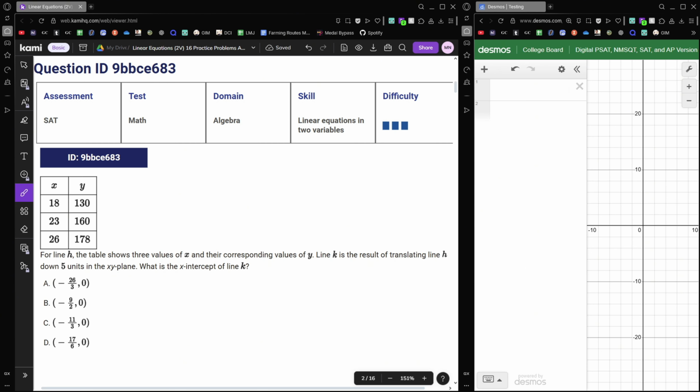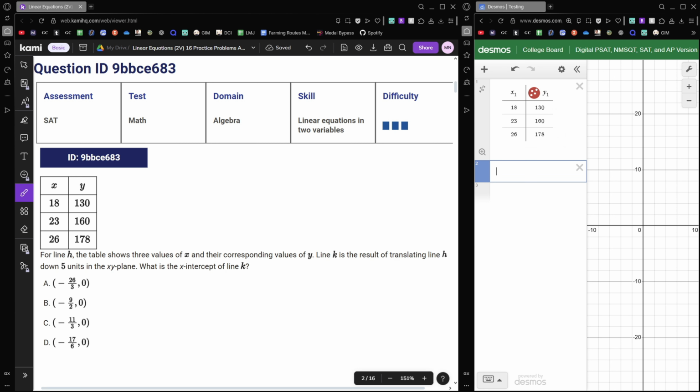Question number 2. For line h, the table shows 3 values of x and the corresponding values of y. Line k is the result of translating line h down 5 units in the xy plane. What is the x-intercept of line k? Here they tell us that it's a line, which means we can use linear regression in Desmos. First, let's type those points into Desmos. Click this plus sign in the top left corner to insert a table, and type in those points, 18,130, 23,160, and 26,178.